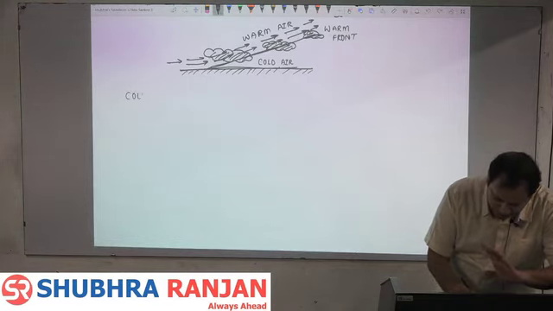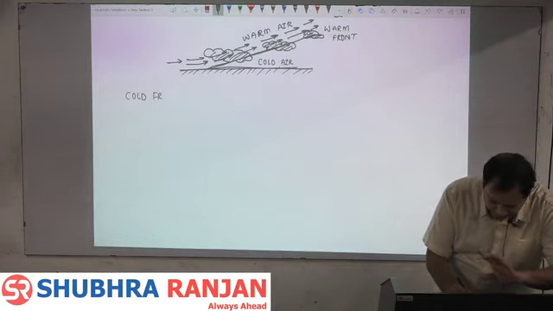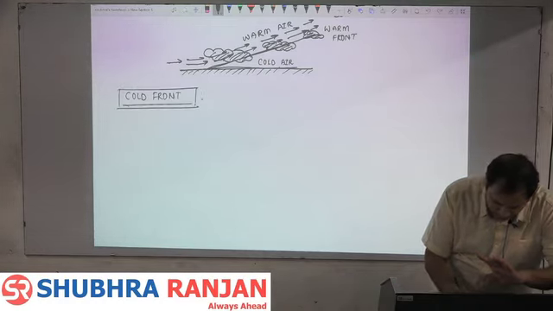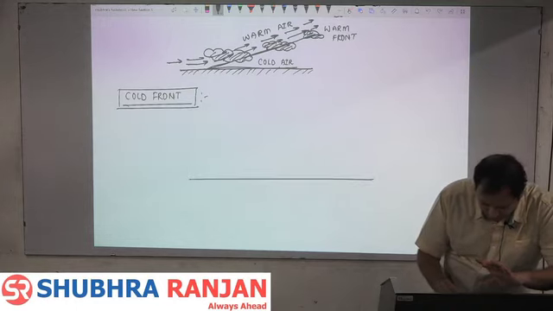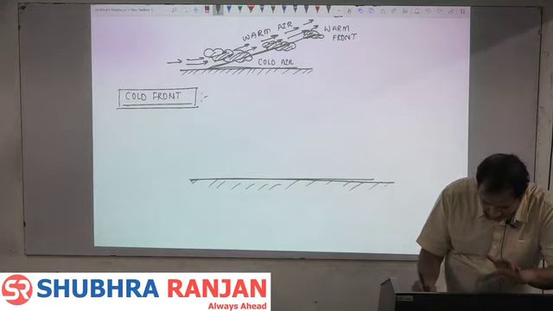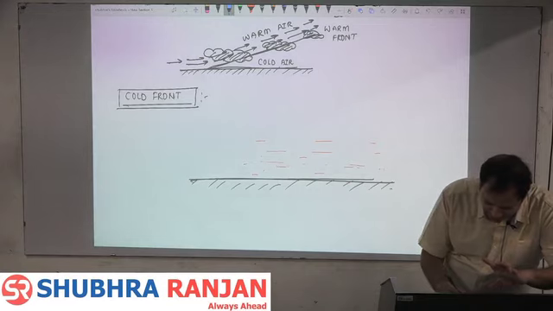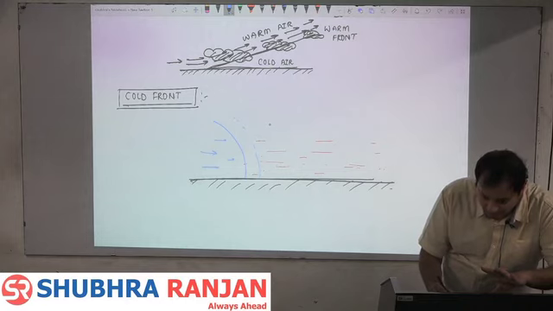Cold front. Which air is present on the ground? It is the warm air that is present on the ground. Which air is advancing? The cold air is advancing. Cold air हमेशा advances like a wall. Why does it advance like a wall? Because it is very slow moving air as it is denser.